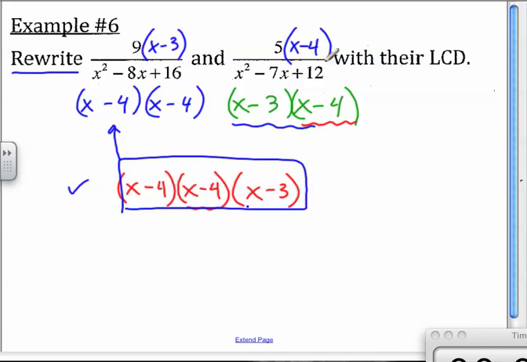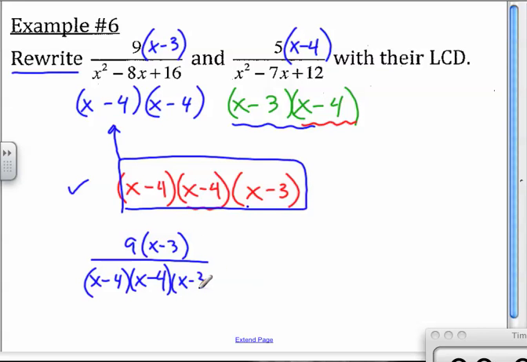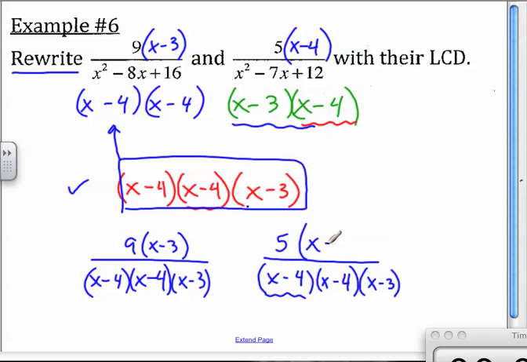Okay? So it said to rewrite these fractions, I'm going to get 9 times x minus 3 over x minus 4 times x minus 4 times x minus 3. And then the other fraction, it also has that denominator, x minus 4 times x minus 4 times x minus 3. But what changed was this, there's an extra x minus 4 down there, so it needs to be 5 times x minus 4. So those are the two new fractions.